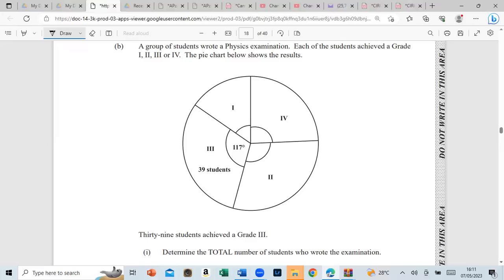So guys, go ahead and try that one. How many students took the examination? Record that and let me know. What did you guys do?